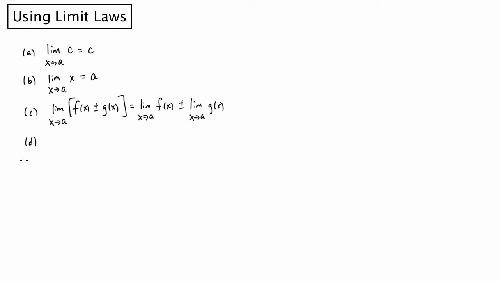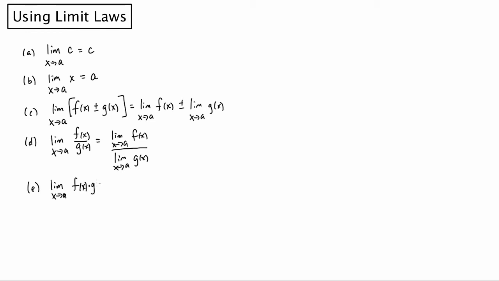Also, we have a similar property for multiplication and division. If you look at the limit as x goes to a of f of x over g of x, that's the same as the limit as x goes to a of f of x divided by the limit as x goes to a of g of x. And then the multiplication version of that is if you have two functions multiplied together, then you can take the limit of each of them separately and then multiply the limits. The limit of the product is the product of the limits, is basically how you would say it.